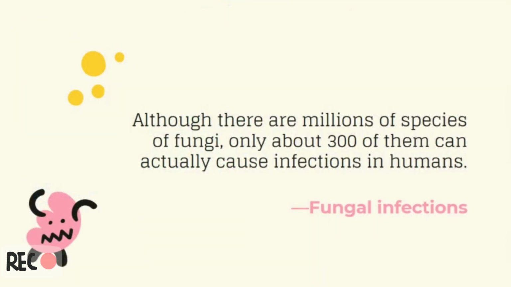So, although there are millions of species of fungi, only about 300 of them can actually cause infection in humans. Since fungi thrive in warm, moist environments, fungal skin infections can often develop in sweaty or damp areas that don't get much airflow. Some examples include the feet, groin, and folds of skin. Often, this infection appears as a scaly rash or discoloration of the skin that is often itchy.